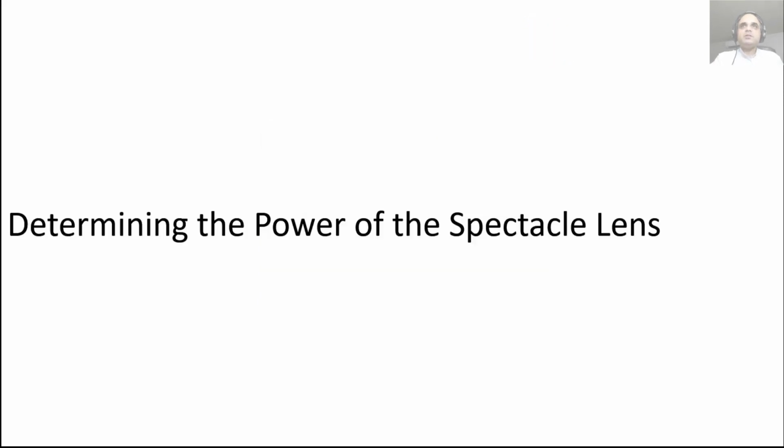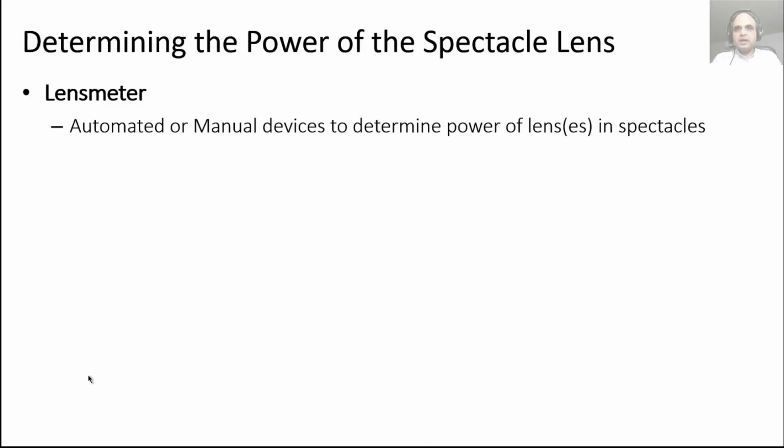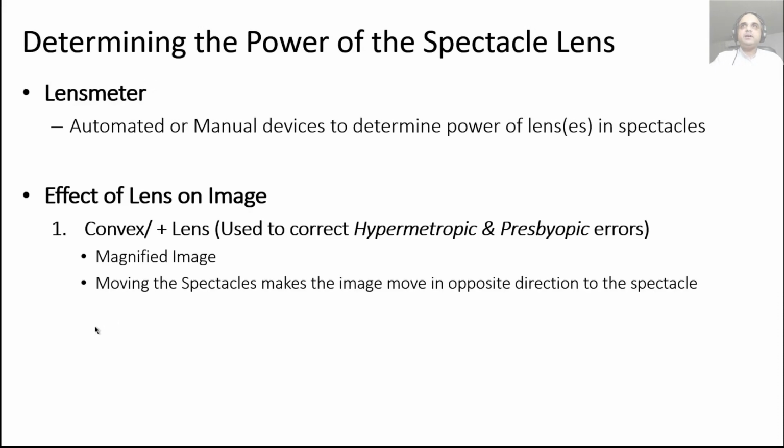And now we're going to talk about how to determine the power of spectacle lenses once they've been dispensed. Maybe the patient wants to check if they've been properly dispensed or if their power is really what was prescribed to him or her. And this is done by using something called a lens meter. Lens meters are automated or manual devices, but obviously not everybody is going to have a lens meter, especially if you are a family physician or training to be a family physician. And still you can do something really simple.